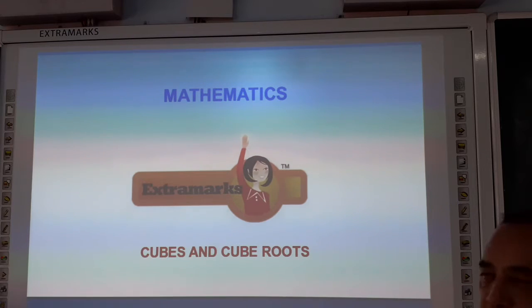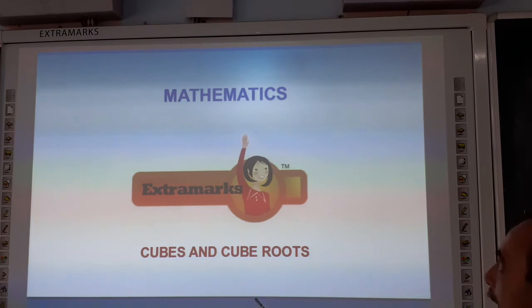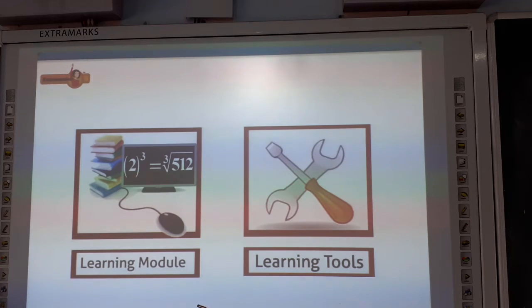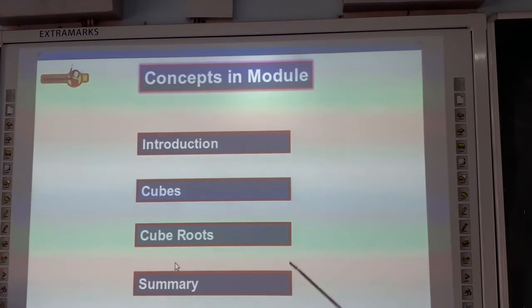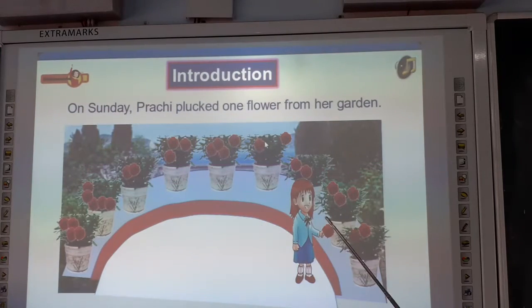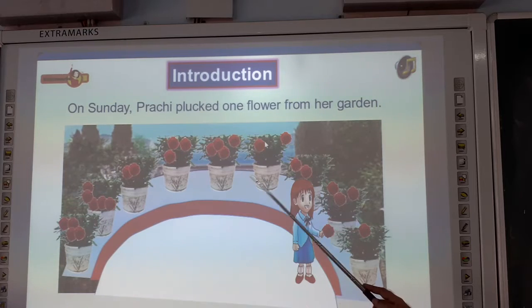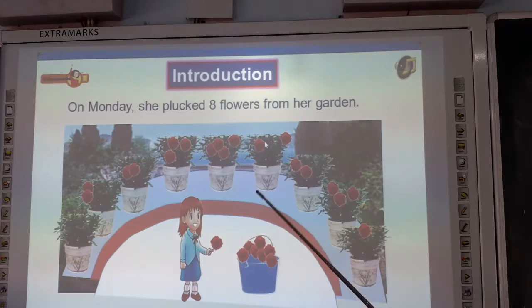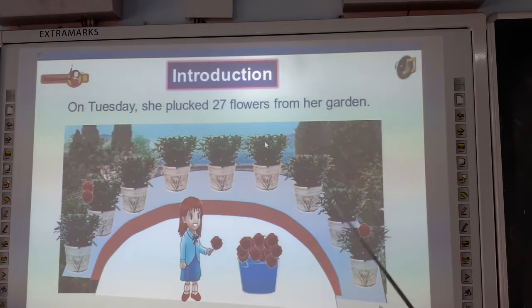We are at chapter number 4, Cube and Cube Roots. First, we go through the understanding concepts, and then we go to the learning modules, the introduction part. In the introduction part, first we have a storytelling type procedure. On Sunday, Monday, Tuesday, Prachi plucked some flowers, and the number of flowers plucked by her from the garden is shown in tabular form also.